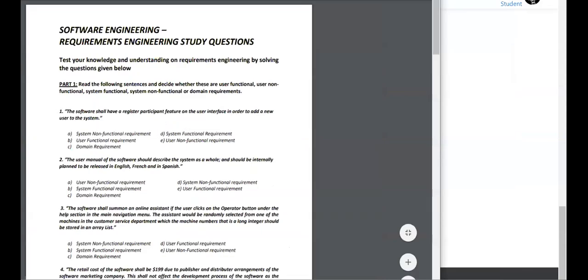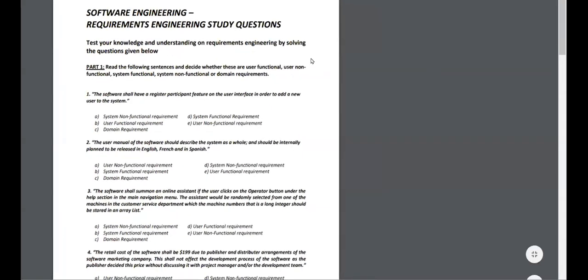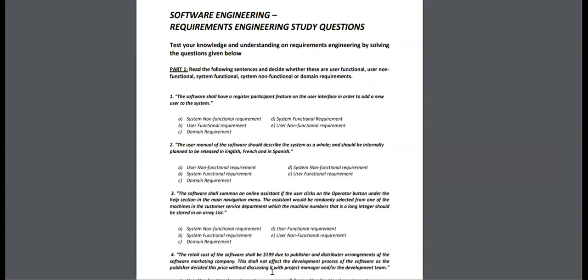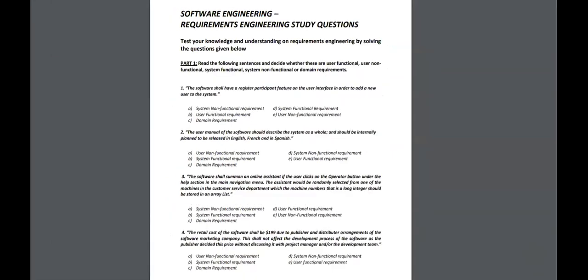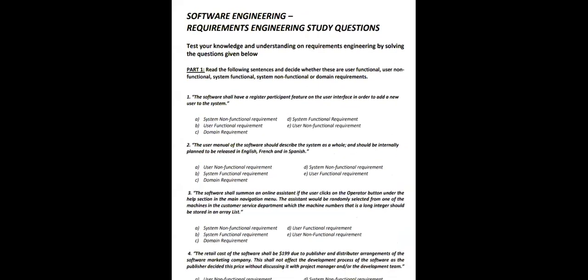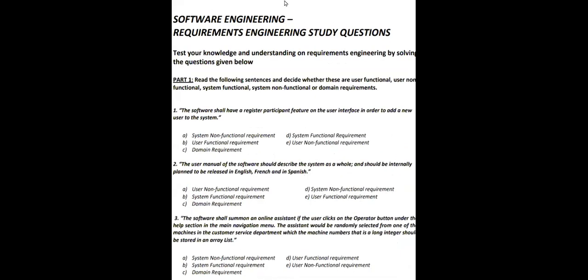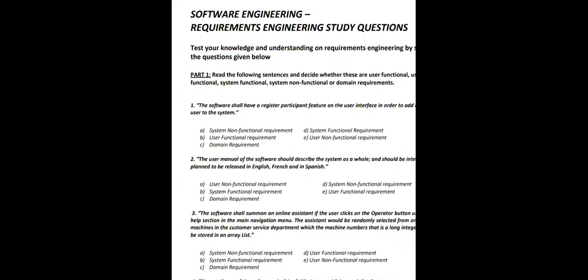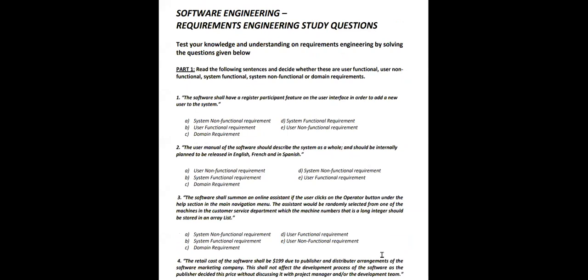Okay. So I would suggest you go over 1 to 4 right now, so we can discuss the first 4 questions. I'm also reflecting them to my screen so you can see. What you need to do in here is basically to read the question itself and decide whether it is a system functional, user functional, system non-functional, user non-functional, or domain requirement. Did you understand what to do? Is it clear?